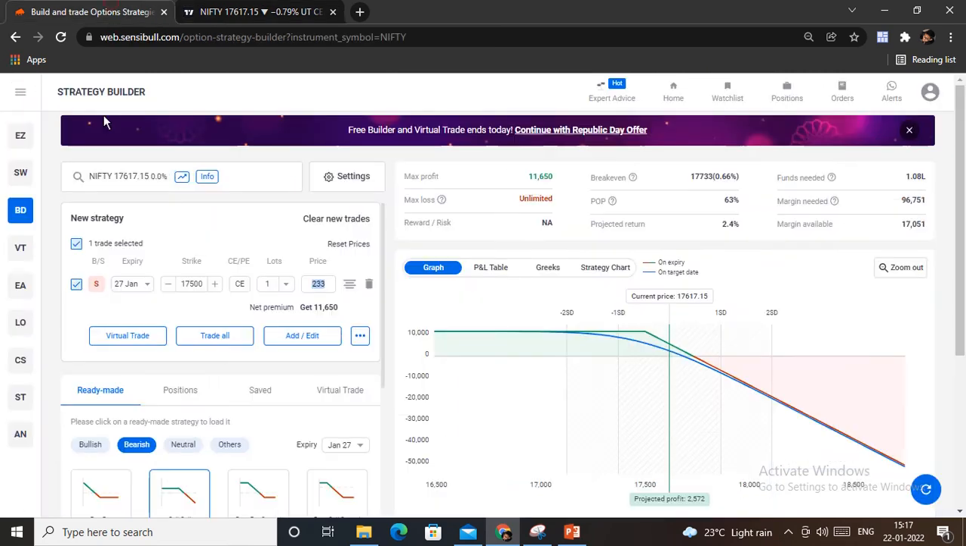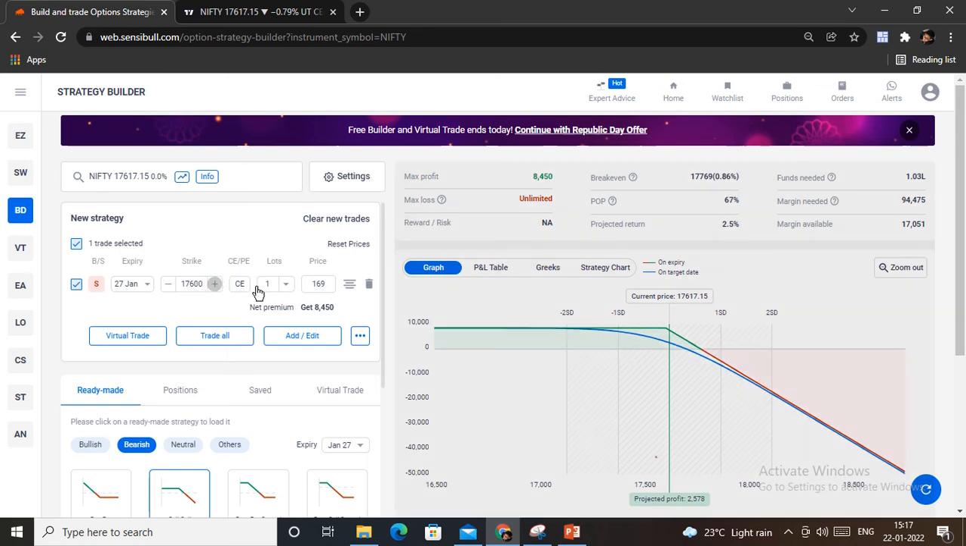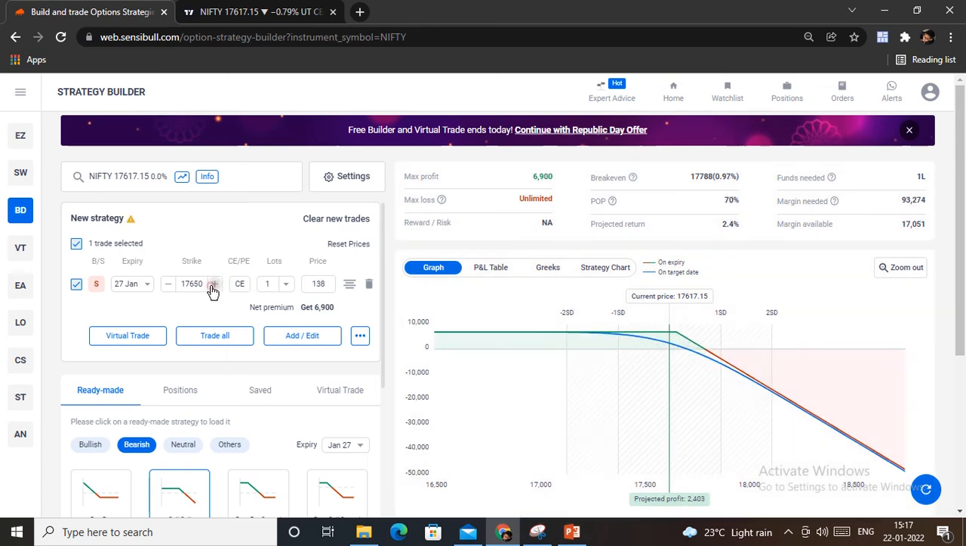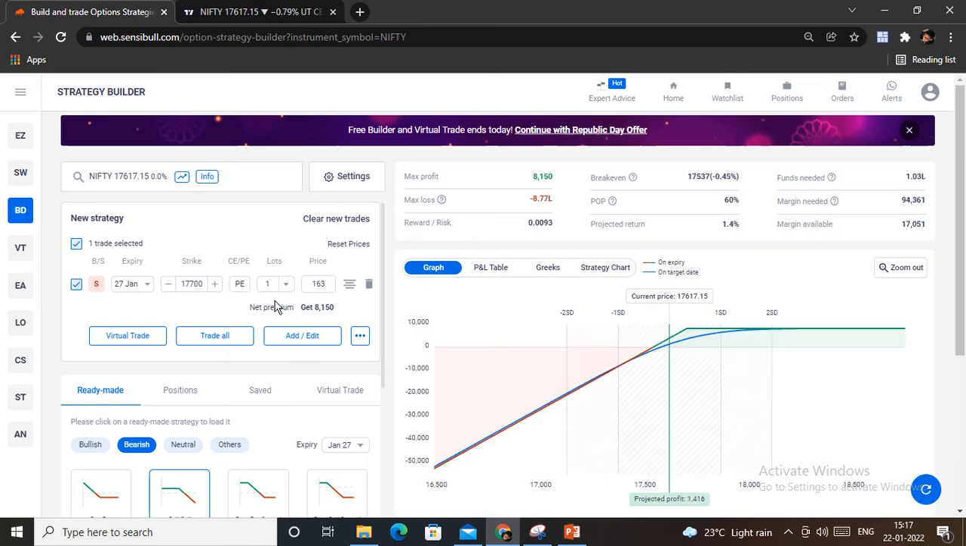Similarly, we have seen that at 17,650 and 17,700, there are some put option sellers. These people are so bullish that they are selling in the money put options. They believe the market will now recover and move upwards. So they have sold an in the money put option, one which already has an intrinsic value.